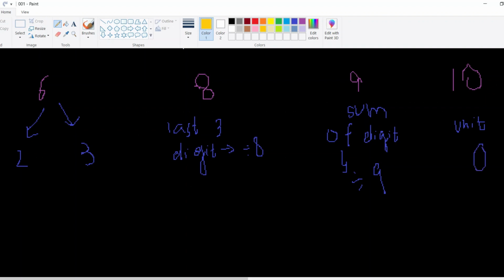Let's move further with the examples. For the 2 one, let's go with this.